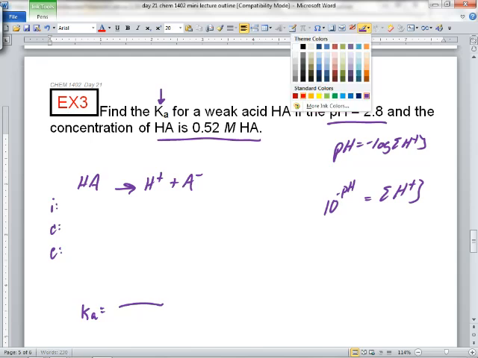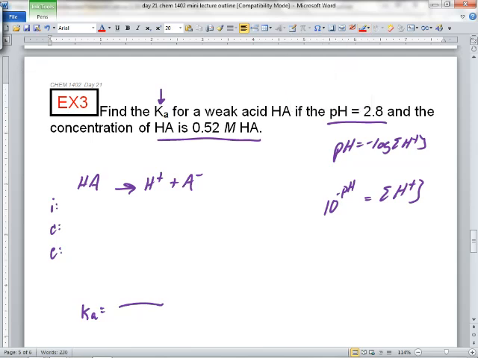Okay. And now our initial row, Victoria, what are you going to put in there? 0.52, dashes, exactly, and negative x and x's. 0.52 minus x and x's. Right. Now Mallory, the Ka expression, what would you put in there? x squared all over 0.52 minus x. That will be our Ka.